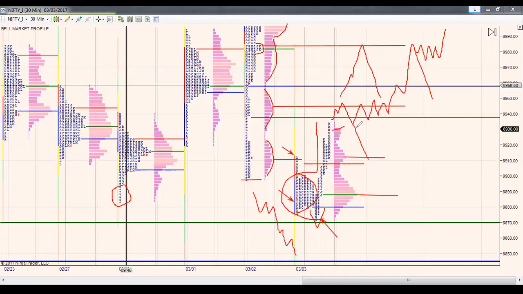One other thing also may happen, that we open inside this spike, accept here, test this particular reference, build a small queue in the process, buyers from this zone again assert themselves here, and then we start moving up. So that is also a possibility. So these are a few possibilities going ahead for tomorrow.